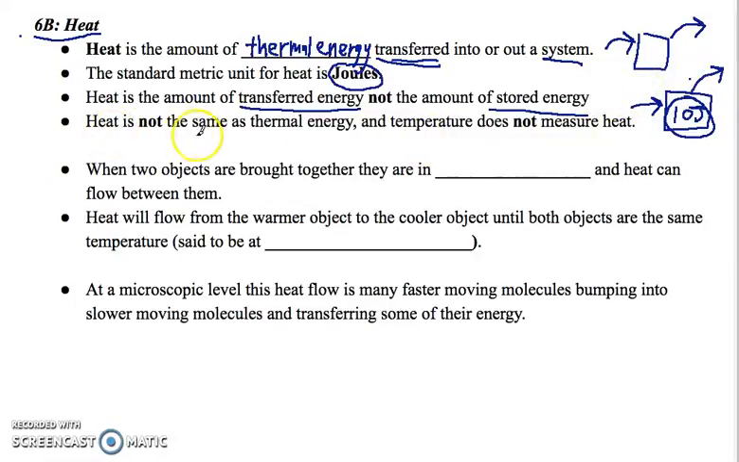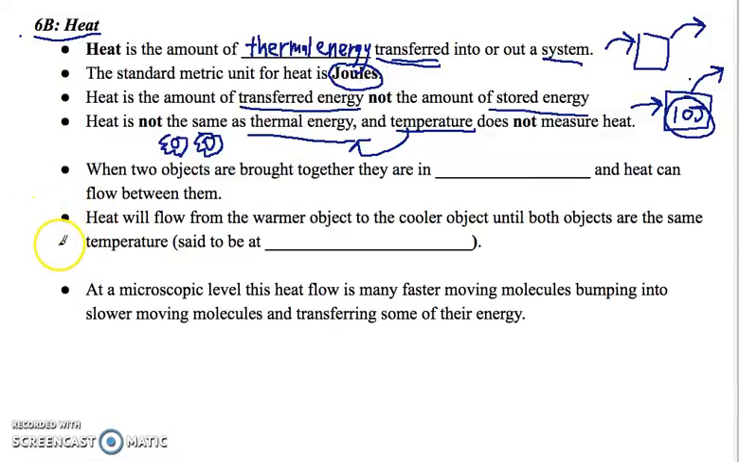So remember, heat is not the same thing as thermal energy. And technically, temperature does not measure heat, because temperature is really a measure of thermal energy. Temperature is a measure of how fast those little molecules are moving back and forth. So temperature does not measure heat. It's really a measure of thermal energy.